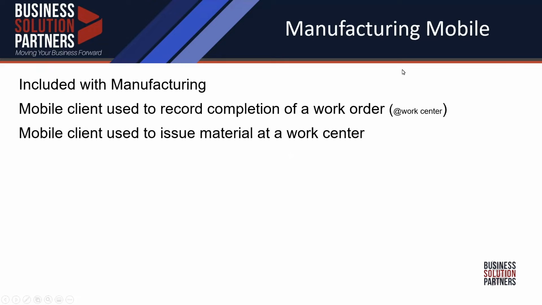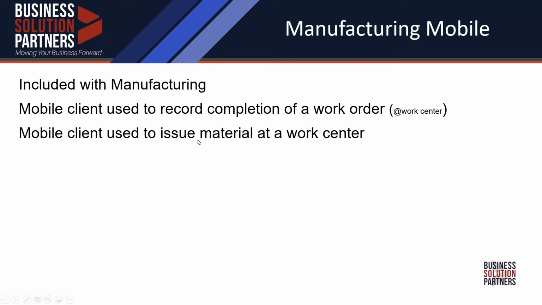Let's get into the details here. So the fun part here is that manufacturing mobile is included with the manufacturing suite. So once you have work orders and assemblies, that should be available to you as a user interface. The main component of this piece of functionality is that you can record work order completions through a mobile device that could be sitting on your shop floor. Could be a touch screen, could be a laptop, could be desktop.